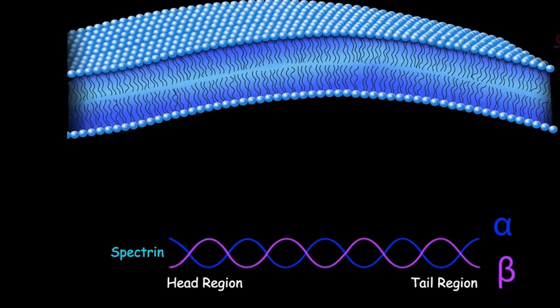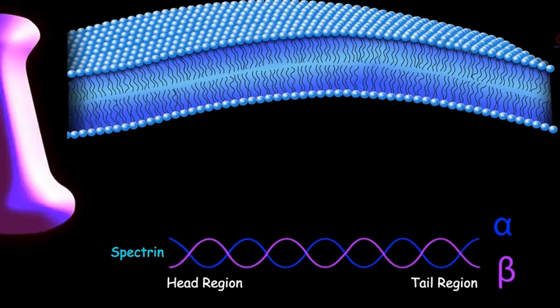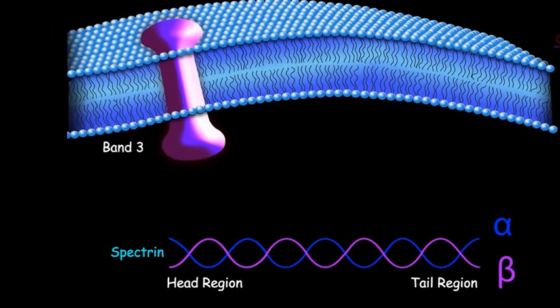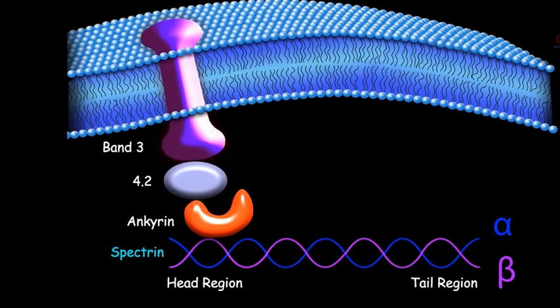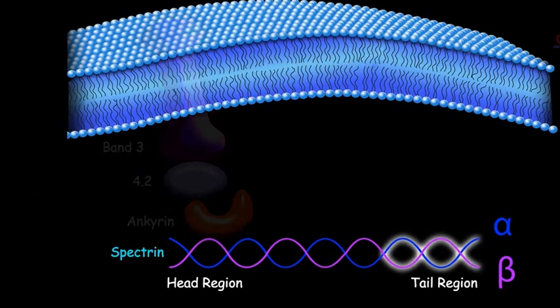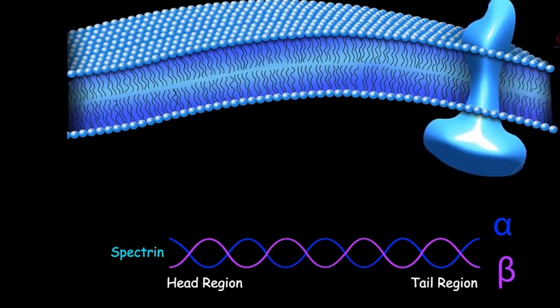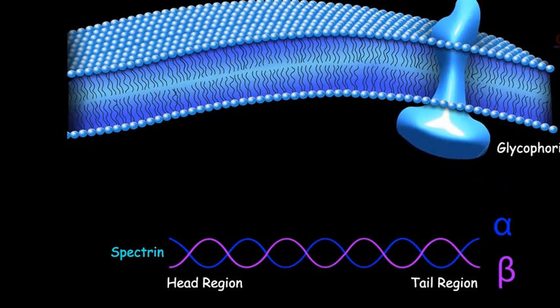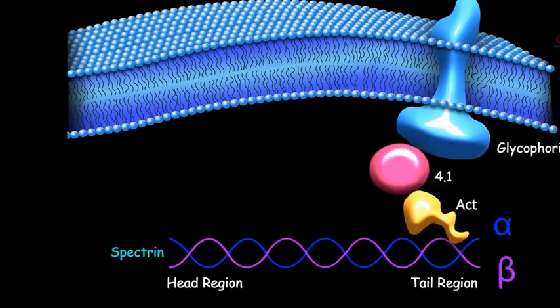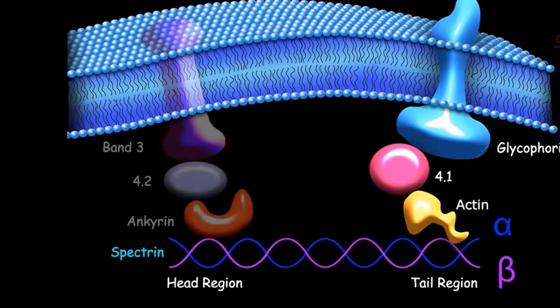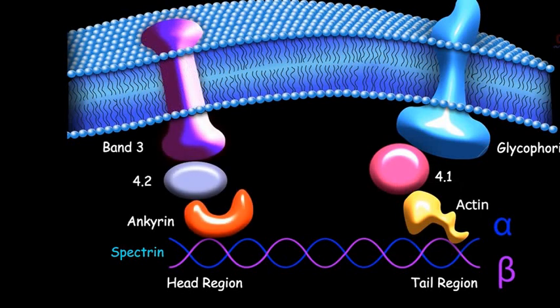There are some proteins which traverse the lipid bilayer and are connected to the spectrin. Band 3 is the transmembrane protein which is connected to the head region, and glycophorin A is another protein which is connected to the tail region of the spectrin. Here you see. So band 3 and glycophorin A are ion channels which are connected to the spectrin.